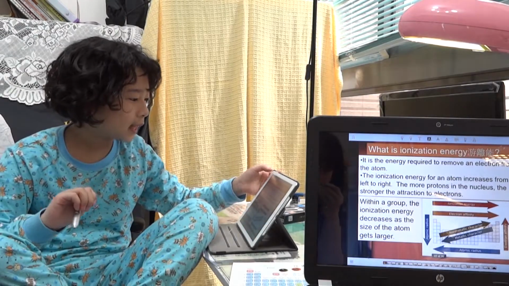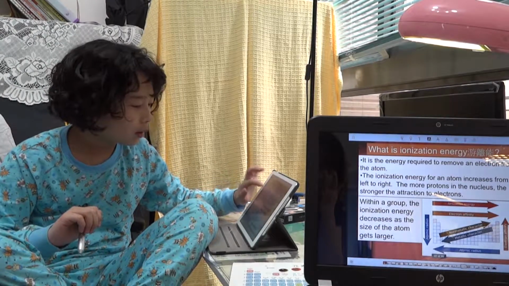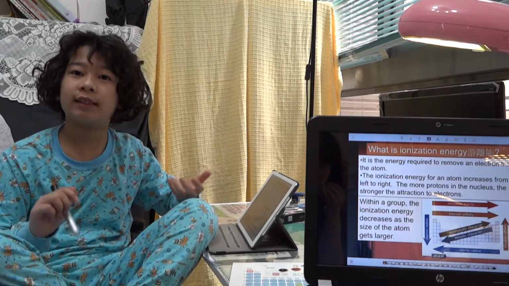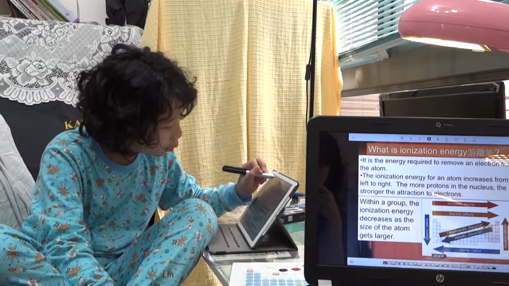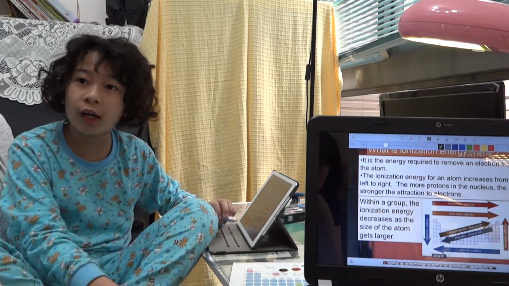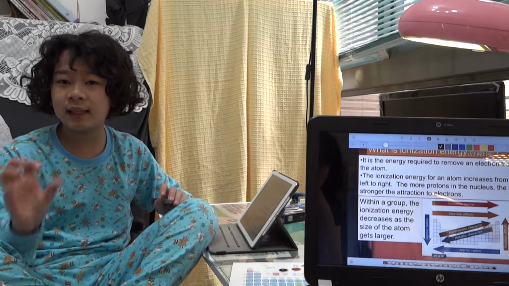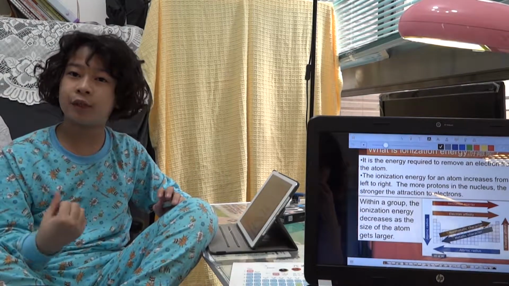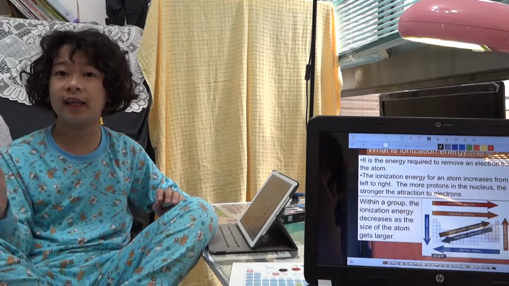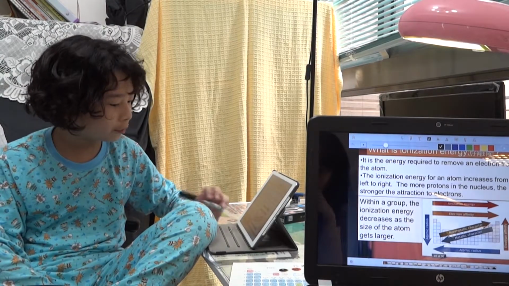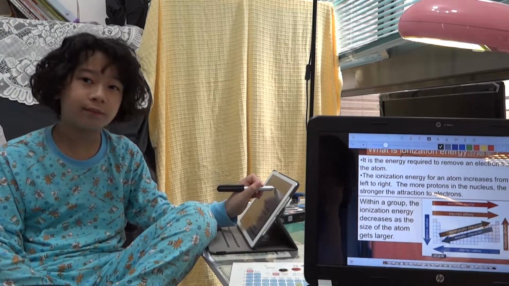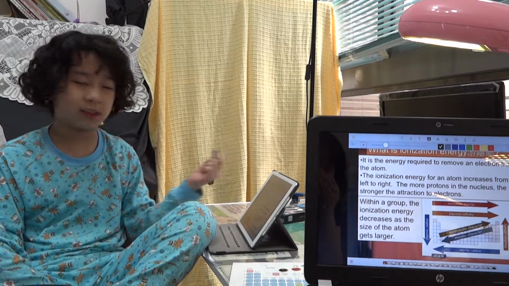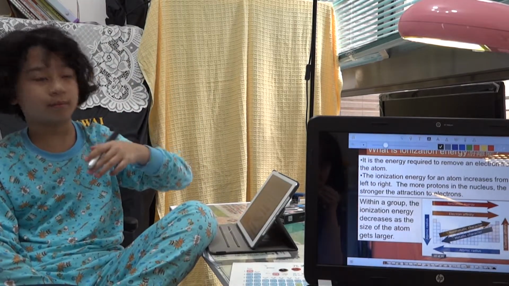So remember we said that the metallic character decreases from the top to the bottom because it takes less energy to take away electrons. It's easier to remove the valence electron. So it's the same as ionization energy: it just decreases from the top to the bottom.